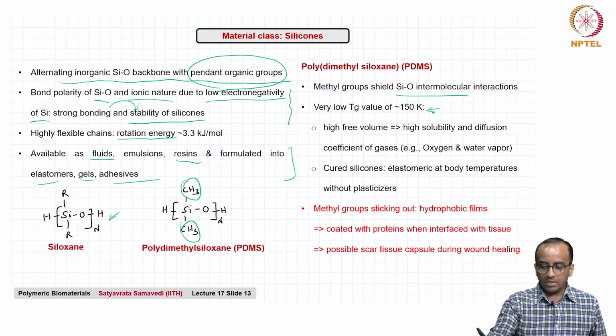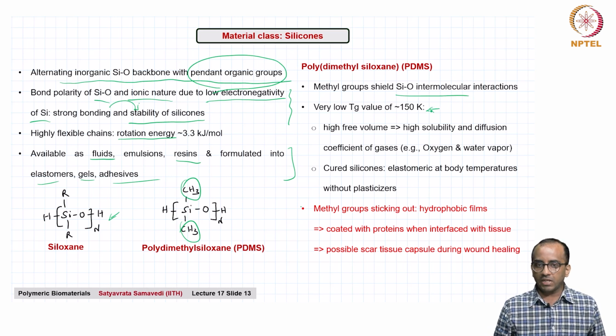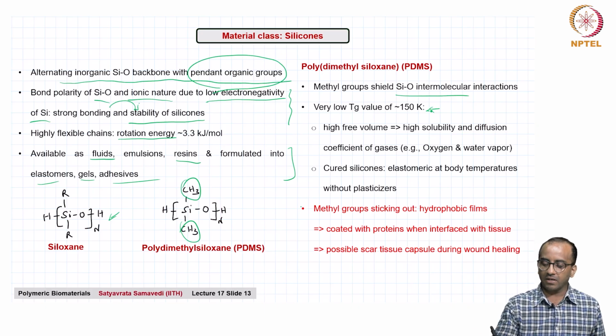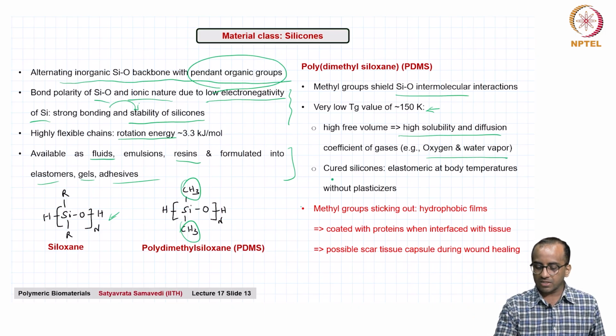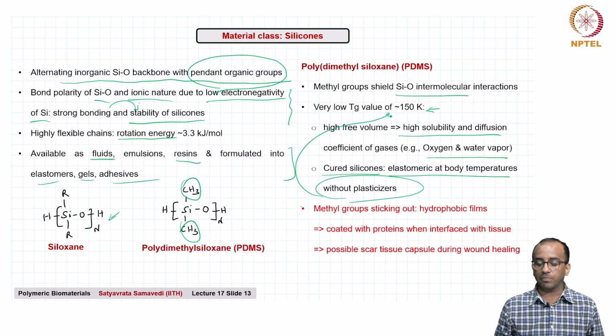One very important characteristic of PDMS is a very low Tg value, which means it's going to have very high free volume at body temperature, which also explains why it is elastomeric and rubber-like. And because of the high free volume, you have very high solubility and diffusion coefficient of gases, for example, oxygen or water vapor that can easily go in. And as a result of which, like I just said, cured silicones or cross-linked silicones are elastomeric at body temperatures without the use of plasticizers, and that largely has to be tied to a very low Tg value.